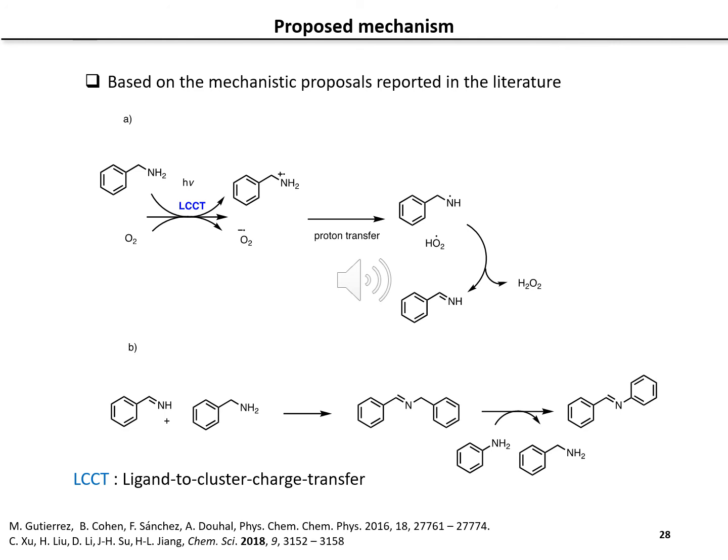By proton transfer, we obtain two different radicals, and by releasing the peroxide, we can obtain the first imine. This imine can react with another benzylamine to obtain the product of self-condensation, and by reaction with an aniline, we can release the benzylamine and obtain the product of cross-condensation.